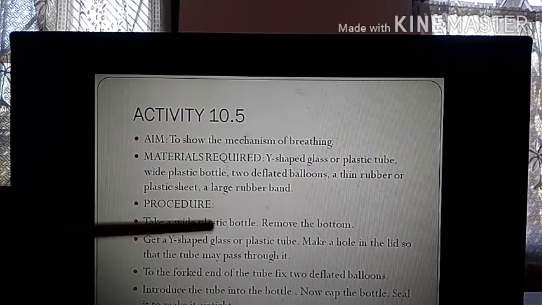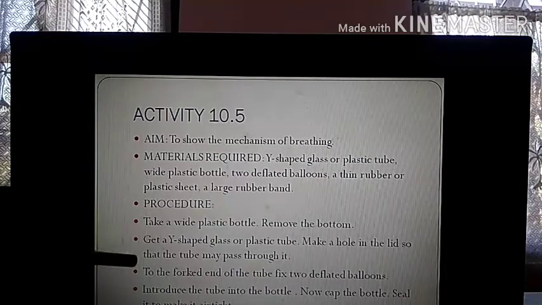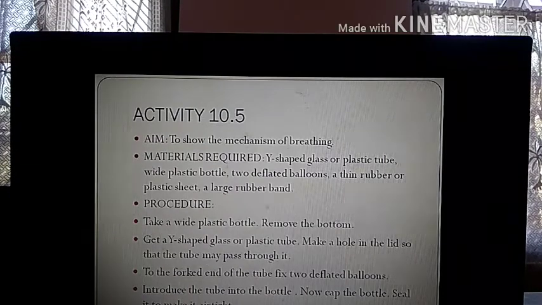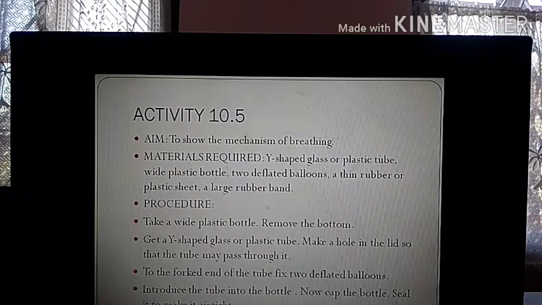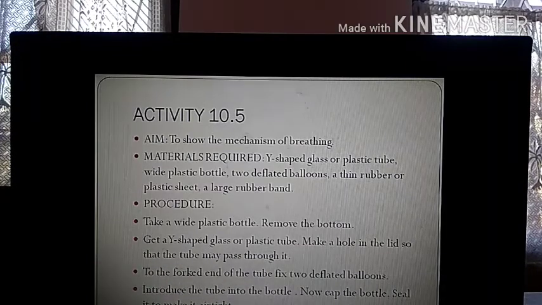Get a Y-shaped glass or a plastic tube. Make a hole in the lid so that the tube may pass through it. So you need to make a hole in the lid of the bottle so that the tube can easily pass through the bottle. To the forked end of the tube, fix 2 deflated balloons.